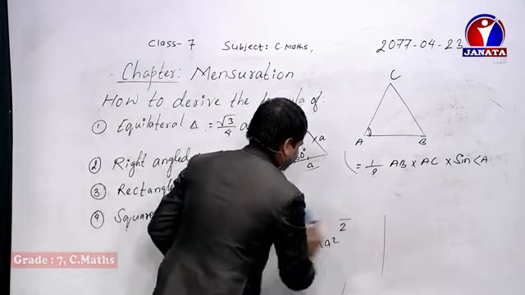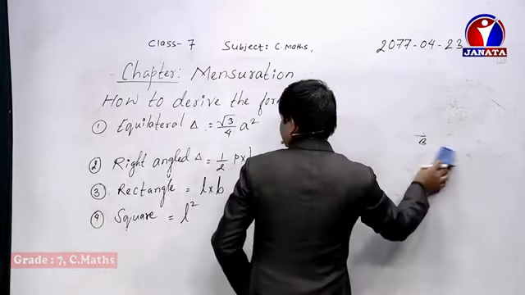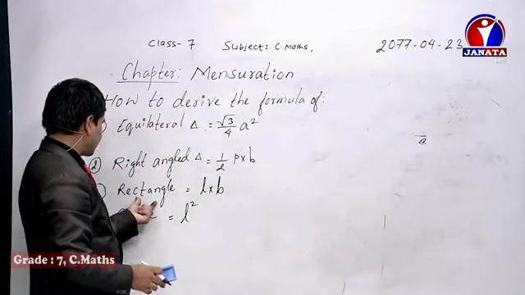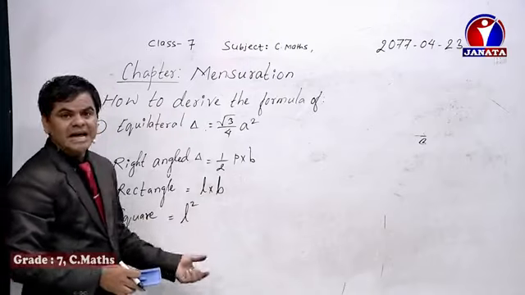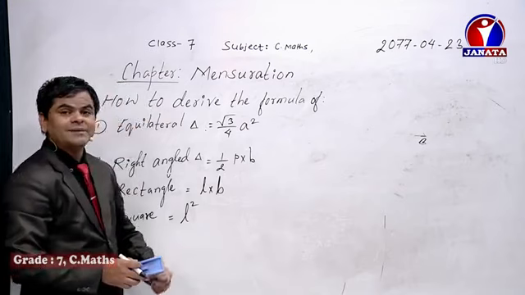Similarly, the concept which I have just used to find the area of an equilateral triangle, you can use for the area of a right angle triangle, rectangle and square, and keep them in your copies, so that you can use those formulas whenever necessary.